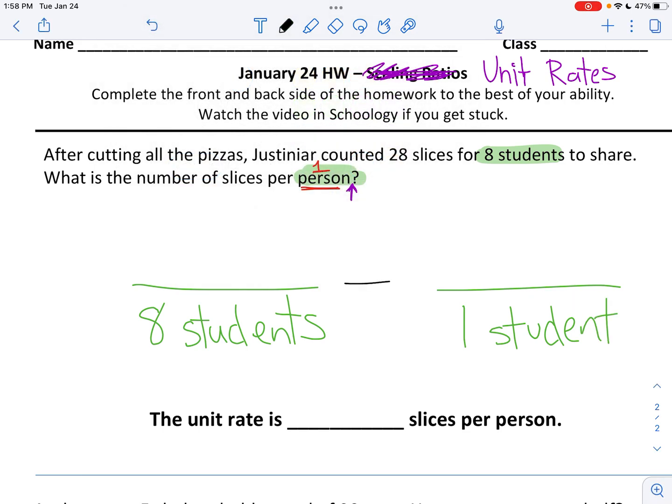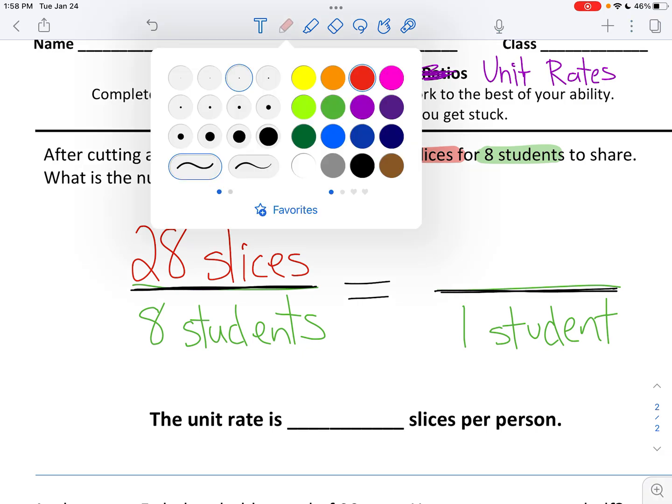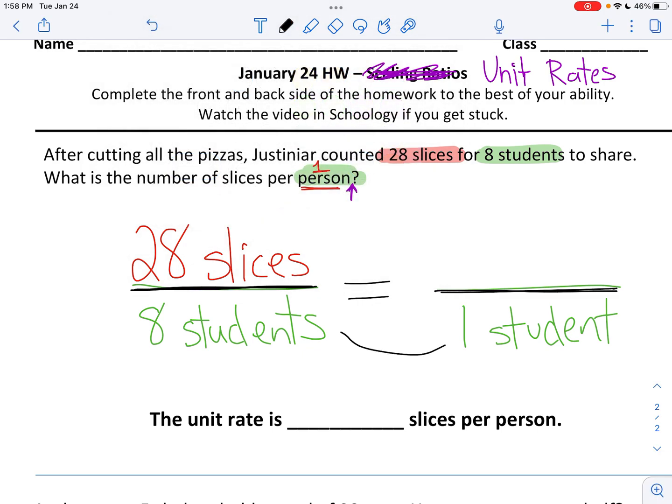And we'll write an equals. Trace those lines. Right? 8 students were sharing a bunch of pizzas. 8 students were sharing 28 slices of pizza. So I'll write 28 above, 28 slices. And eventually, each student is going to get the same number of slices. To do that, we need to divide by 8. Because 8 divided by 8 is 1.